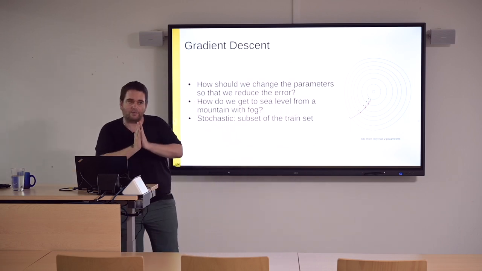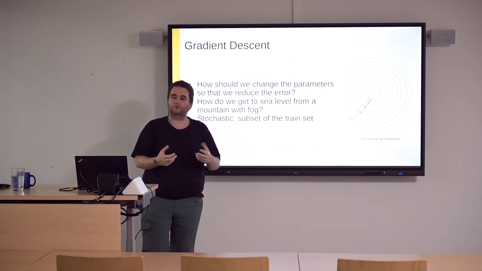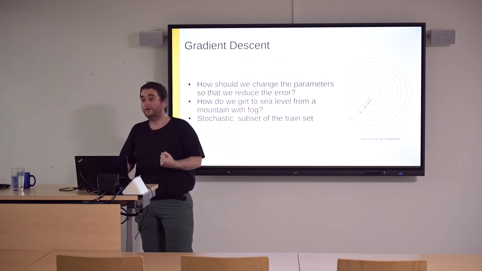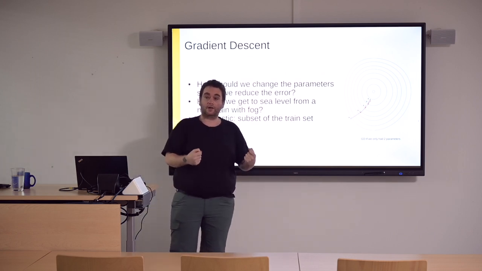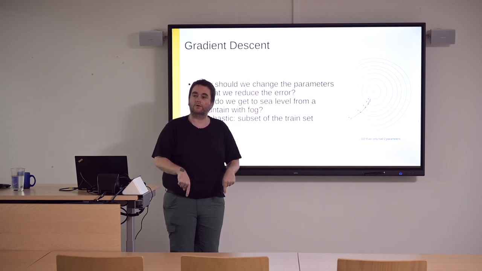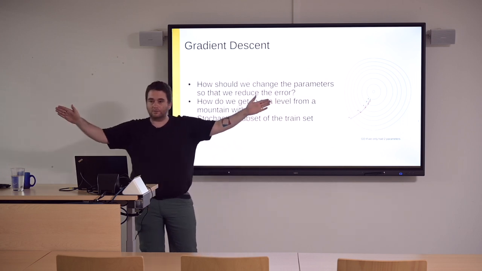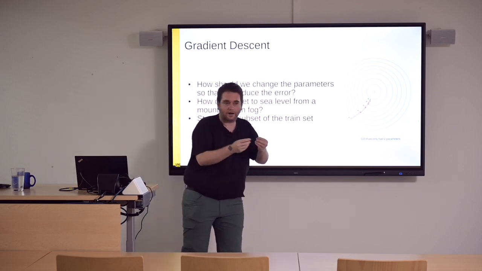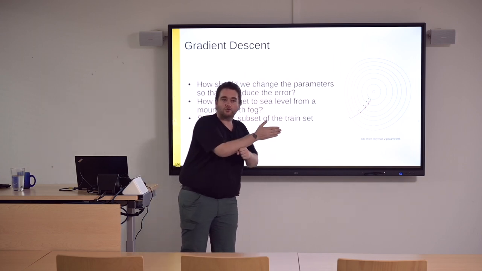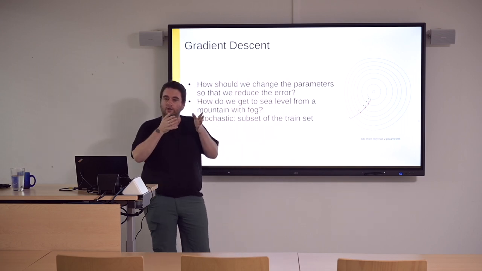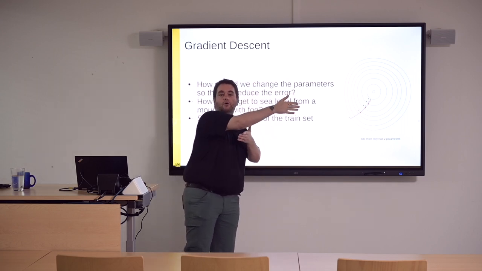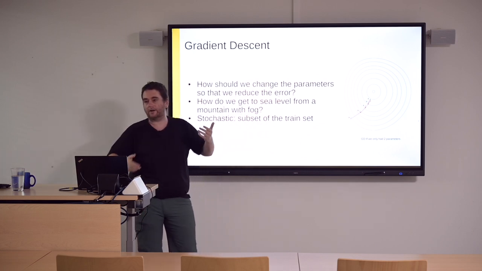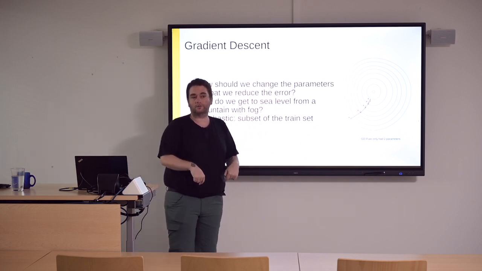I think the best way to get a proper intuition of the complexity of the problem is that we're lost in a mountain, but there's fog. We can only see the slope at our feet. We cannot see it totally, right? So the question is, how can we train? In what direction should we move so that we can go to the bottom of our error surface, while we can only see locally what's happening?